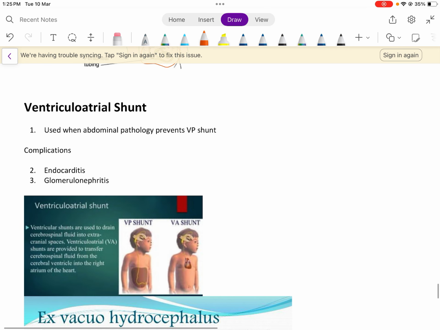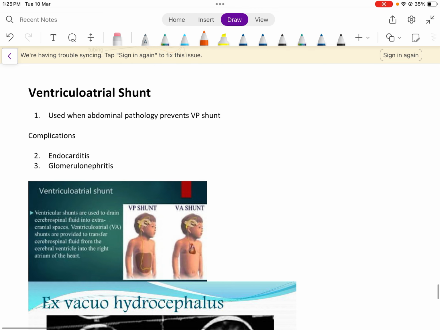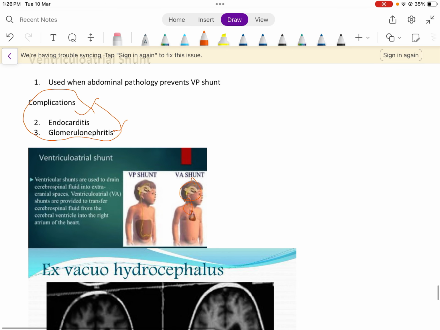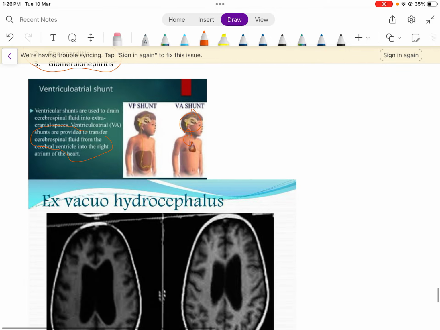Ventricular atrial shunt is used when abdominal pathology is going to prevent the VP shunt. So next what you can do is connect the ventricle to the atria of the heart, but this is a risky procedure. You can get complications like endocarditis and then secondary glomerulonephritis. Okay, ventricular atrial shunts are used to drain CSF into extracranial spaces. They are provided to transfer the CSF fluid from the cerebral ventricle into the right atrium of the heart. I've already told you.